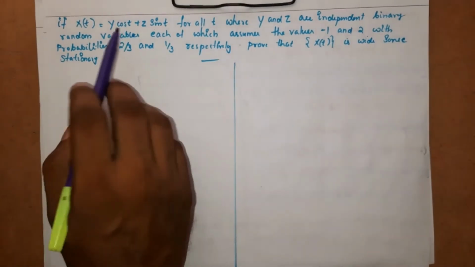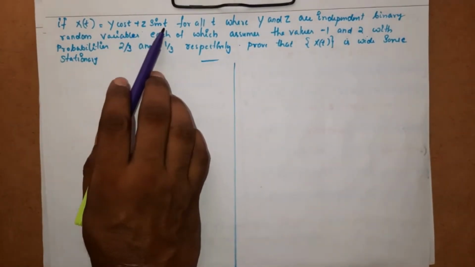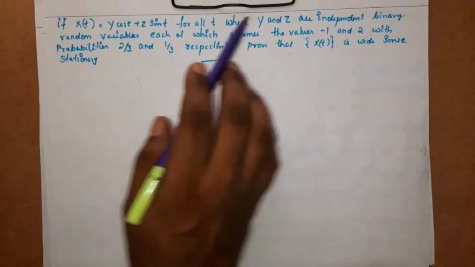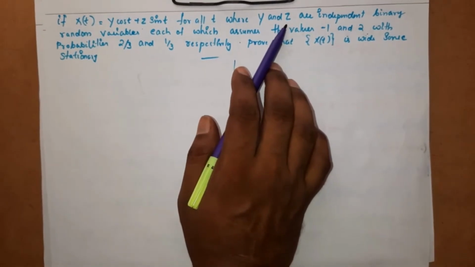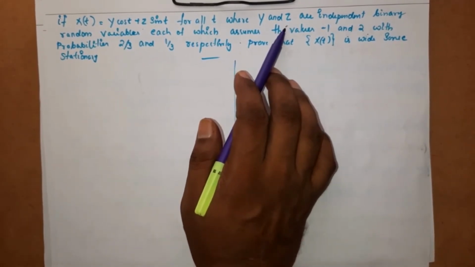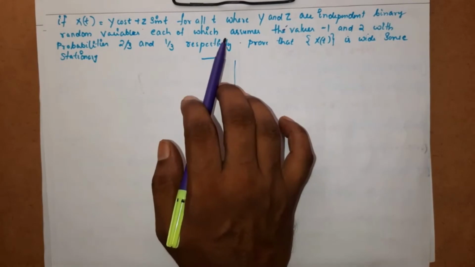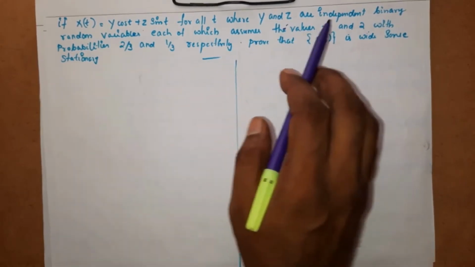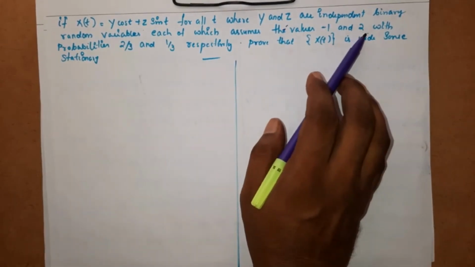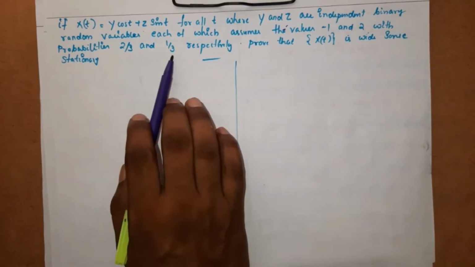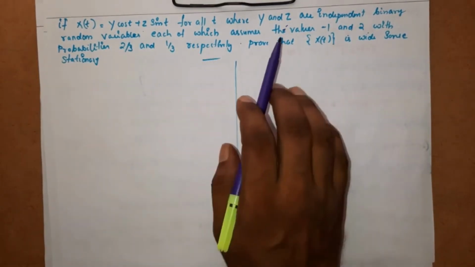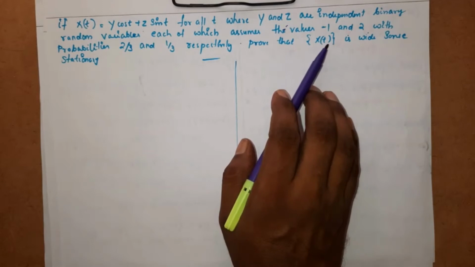X of t is equal to y cos t plus z sin t for all t. Y and z are independent binary random variables, each of which assumes the values -1 and 2 with the probabilities 2 by 3 and 1 by 3 respectively. Prove that x of t is wide-sense stationary.